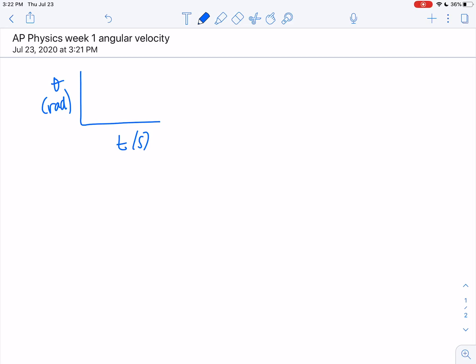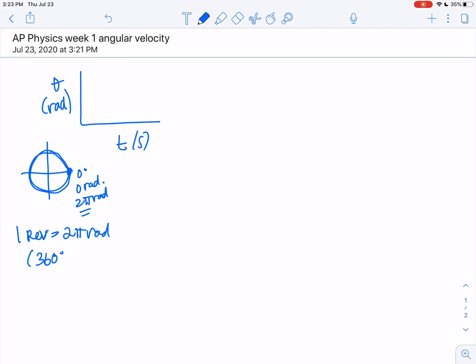I suppose everyone's far enough along in math that we know, when we're looking at a circle, 0 degrees is the same as 0 radians. Every time I go around the circle, that's 2 pi radians. 2 pi is going to be an important number. Every revolution you make is 2 pi radians. Also 360 degrees, but we don't use that as much.